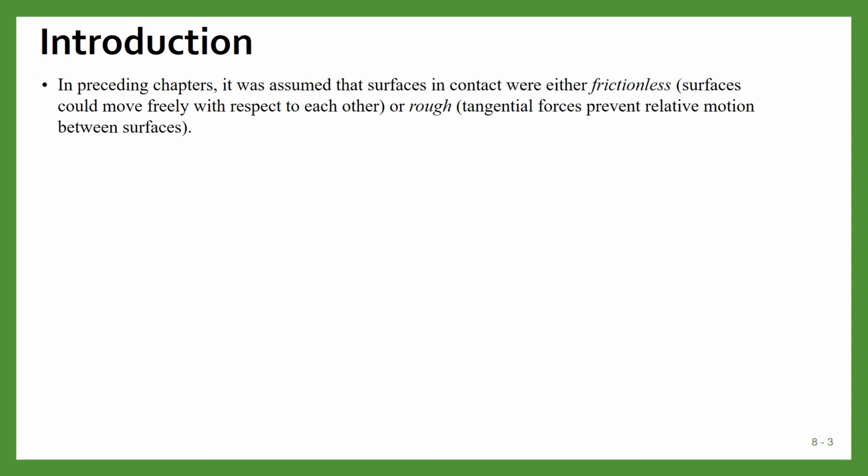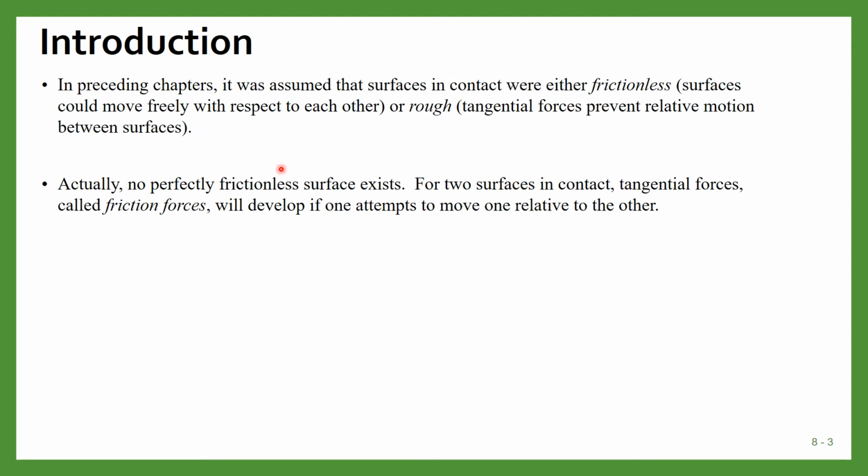Now let us introduce friction. In previous chapters of mechanics, we assumed that the surfaces were either frictionless or rough. When the surfaces are frictionless, they can move freely with respect to each other, and when they are rough, tangential forces prevent relative motion between the surfaces. Actually, no perfectly frictionless surface exists. However smooth the surface may be, it has some friction.